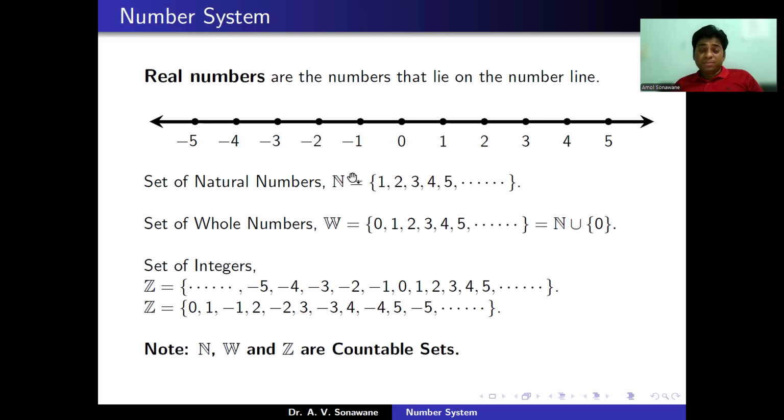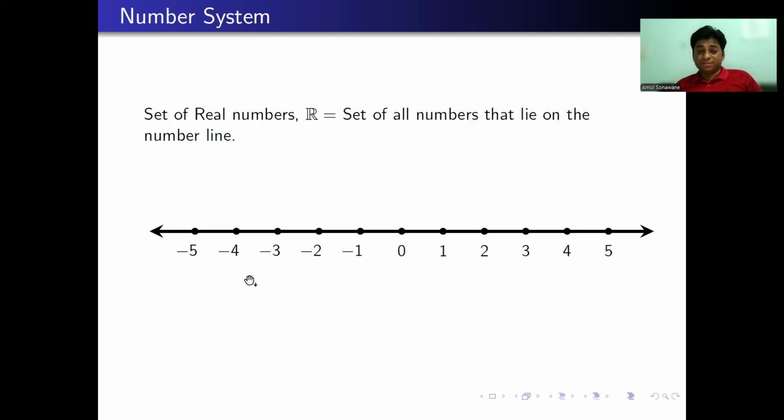So we can see that these sets are countable sets. See, the number line also contains numbers other than natural numbers, whole numbers, and integers. For example, 1 by 2 lies on the number line whose value is 0.5. 3 by 2 also lies on the number line whose value is 1.5. 5 by 2 also lies on number line whose value is 2.5. Similarly, 7 by 2, 9 by 2, -1 by 2, -3 by 2, -5 by 2, -7 by 2, -9 by 2. See, 1 by 3 also lies on the number line whose approximate value is 0.33.